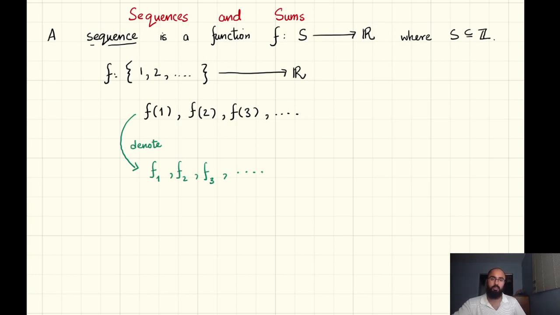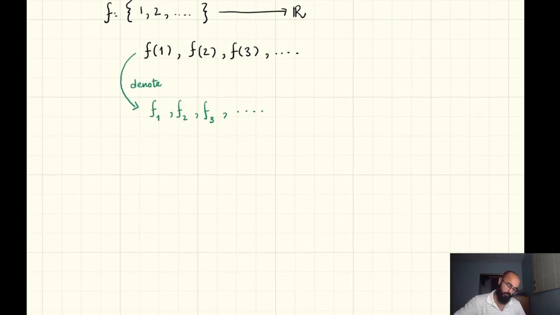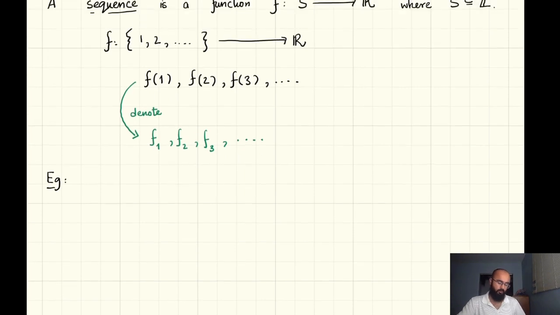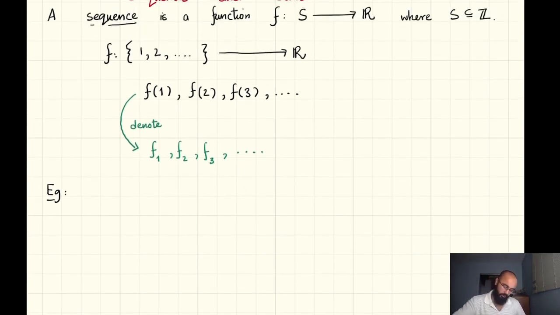So now we have a definition. The first thing we want to do is look at an example. Let's take one of our favorite functions. Let's say my function f is the function that squares each integer r, and let's say it's coming from positive integers. So this is a function defined as taking any input x and squaring it.